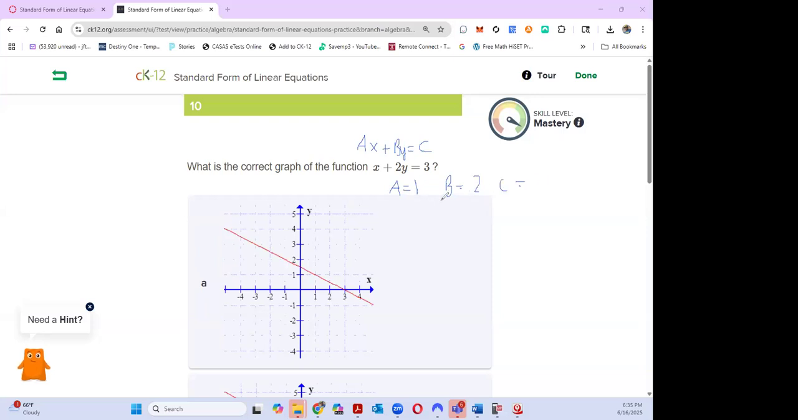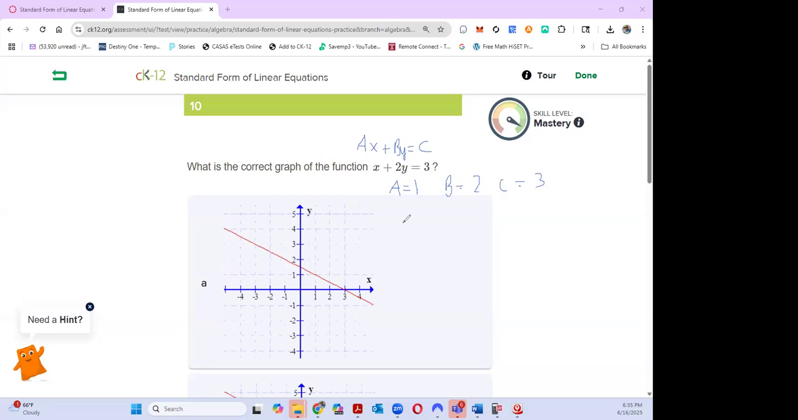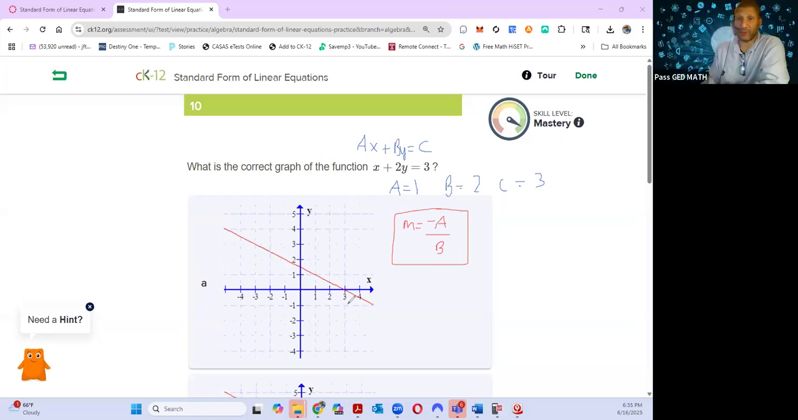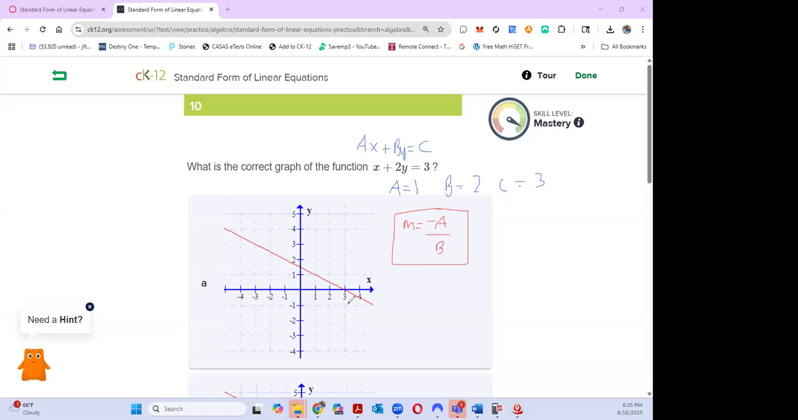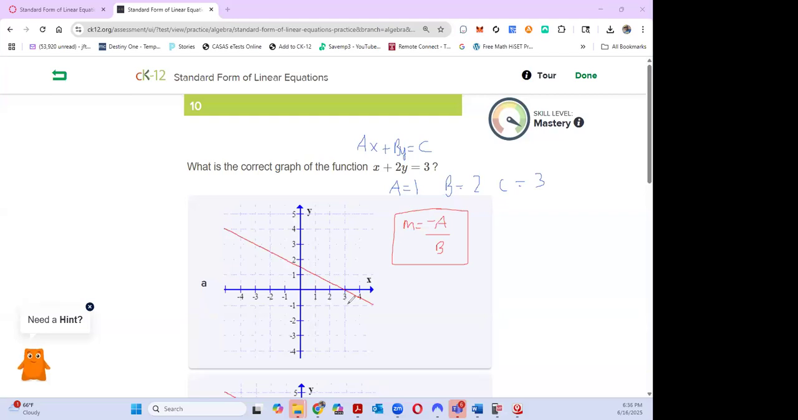What is the easy way I told you to find the slope from standard form? Negative A over B. First you identify if it's slope-intercept form or standard form. AX plus BY equals C. If it's standard form, this is a shortcut I'm giving you: the opposite of A over B.